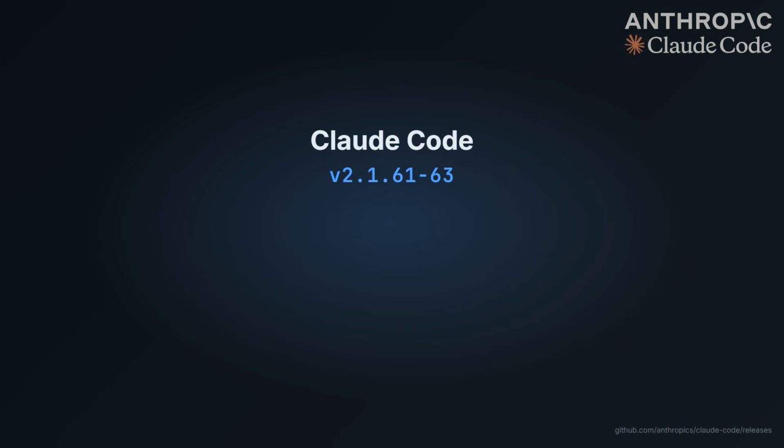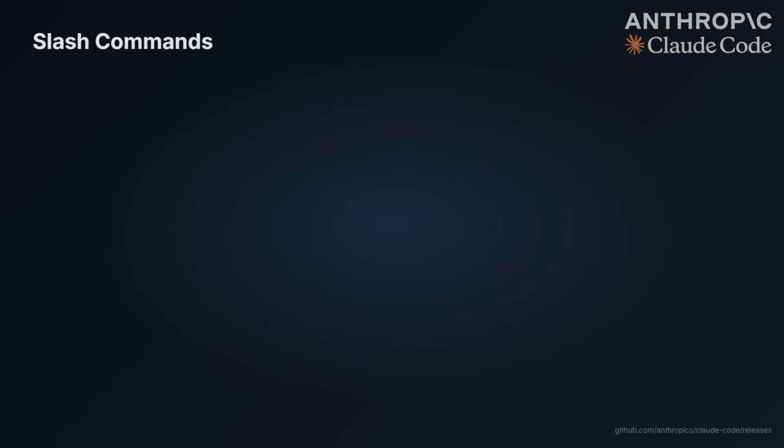Claude Code versions 2.1.61 through 63. 3 releases in 3 days, 6 new features, 19 bug fixes, and 3 improvements. Here's what changed. New /commands.